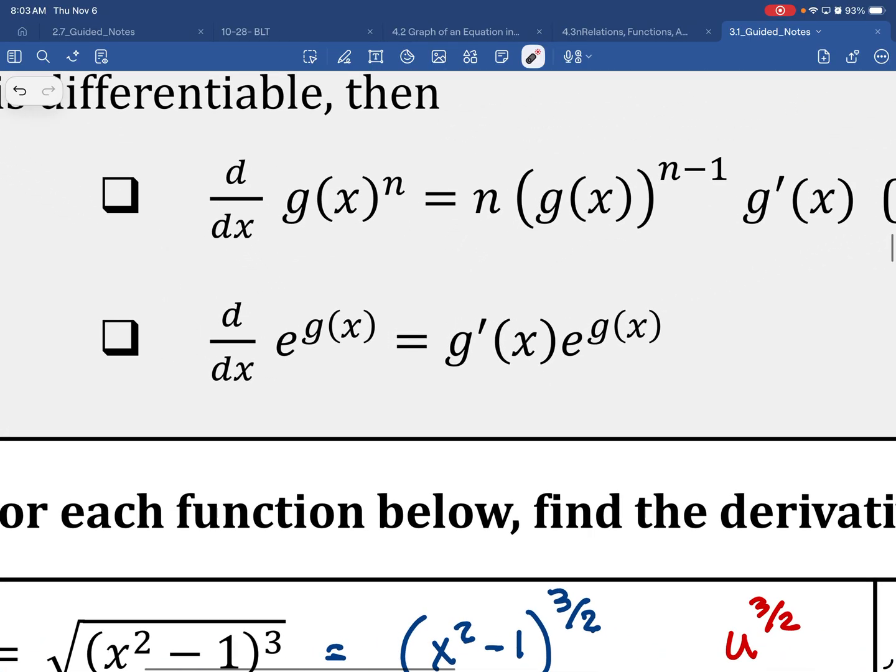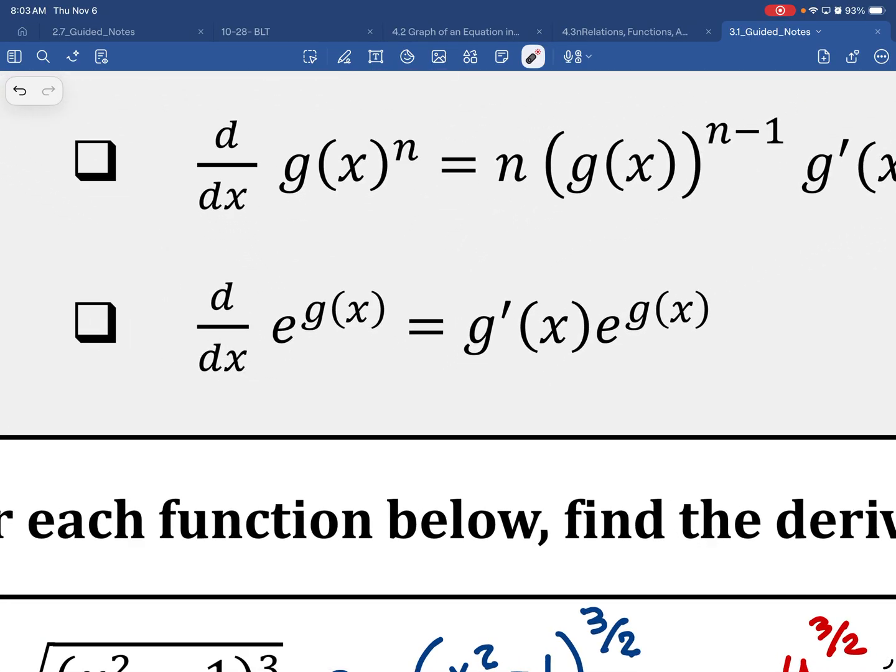And here's what the exponential rule would look like. It would still be e raised to the g of x, but then you have to multiply by the derivative of that exponent if that exponent is a function, which it will be.